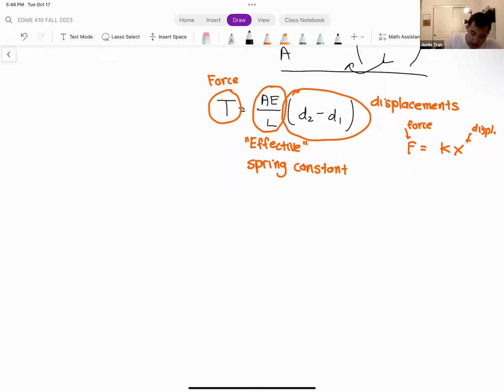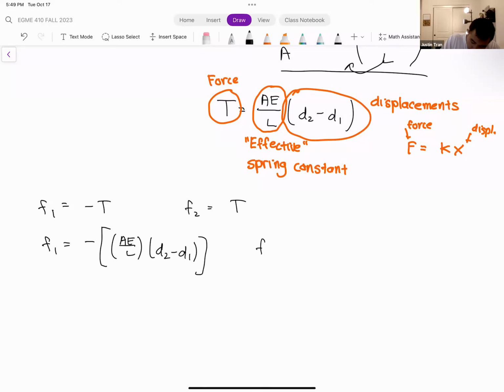All right, so let's roll with this. If you remember from the beginning, we know that F1 is equal to minus T and F2 is equal to T. Let's plug this in using this expression up there. So F1 is equal to minus AE over L times D2 minus D1. And F2 is equal to T, so let's plug in that entire expression: F2 is equal to AE over L times D2 minus D1.